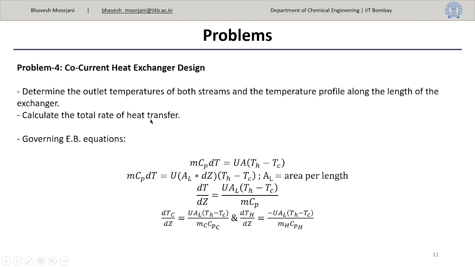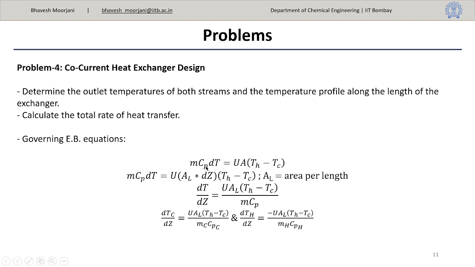Now for this part, to see the variation of temperature with respect to length, I can use the energy balance equation. If I consider any stream, let's say I'm considering the hot stream, the change in energy is given by M Cp delta T. So this will give you the energy required to change the temperature by delta T of your stream.